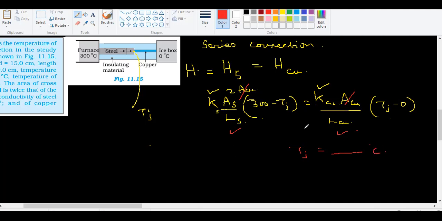Since 300, I am putting it in Celsius, this will also be in Celsius. If I put this in Kelvin, then this will also be in Kelvin.